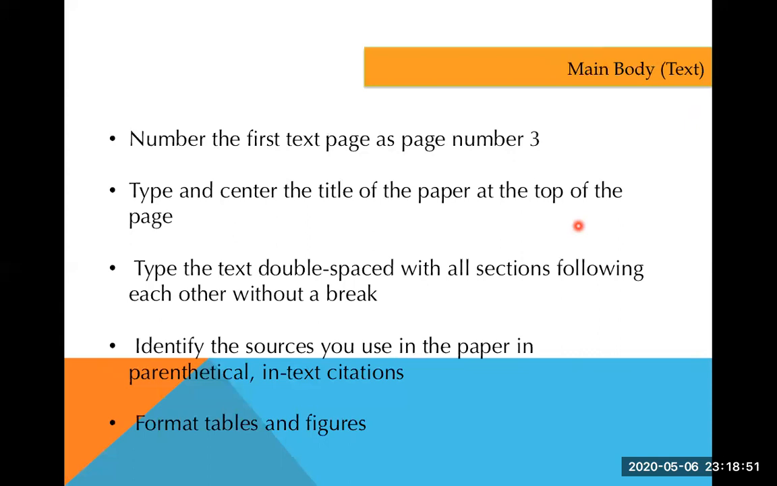Start with typing the essay title centered at the top of the page. Type the text double spaced with all sections following each other without a break. Don't use white space between paragraphs. Number 4, create parenthetical and in-text citations to identify the sources used in the paper. And finally, you should format tables and figures. So the following slide introduces APA formatting of references, in-text citations, and tables and figures.